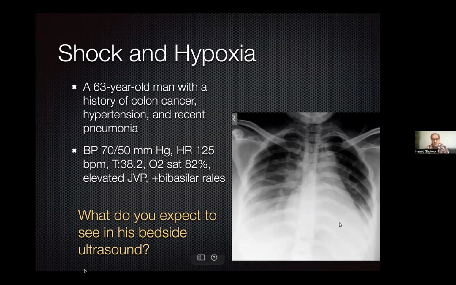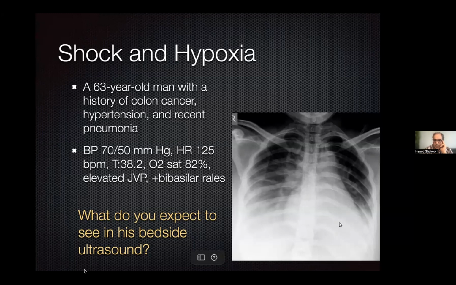This is a real case I had actually. This 63-year-old man was sent with a history of colon cancer, hypertension, and recent pneumonia. He's been sent to be admitted for pneumonia, having been treated as an outpatient. Patient had a blood pressure of 70/50, heart rate of 125, temperature of 38, O2 saturation of 82%, elevated JVP, and rales at the bases.